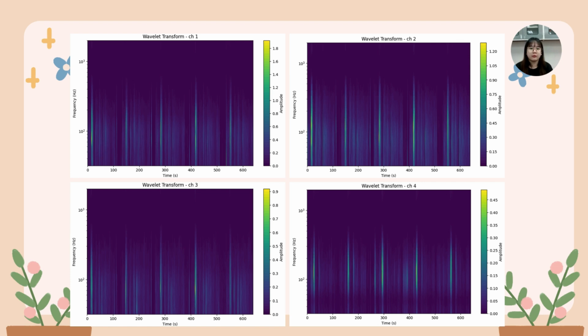Here is the wavelet transform for all four channels. The x-axis represents time, the y-axis is frequency, and the color intensity shows amplitude. These spectrogram-like visualizations reveal how the signal's frequency content evolves over time. For example, in channel 1, there are consistent high amplitude frequency bands around 10 to 100 Hz, while channel 4 shows more sporadic and lower intensity activity. Such visualizations are valuable for detecting transient patterns and understanding the signal behavior in different frequency ranges.